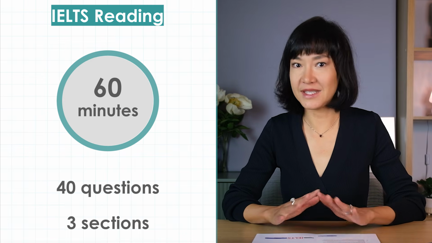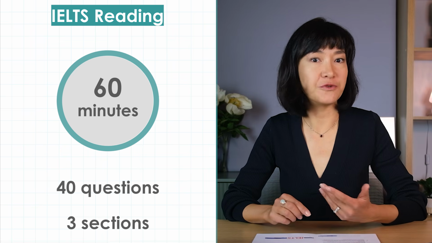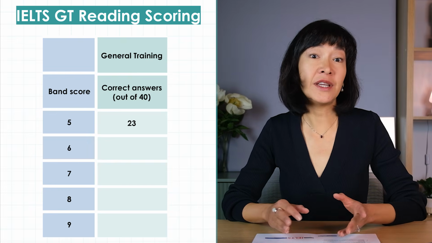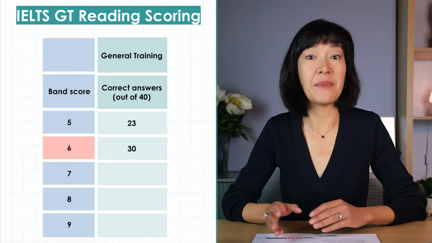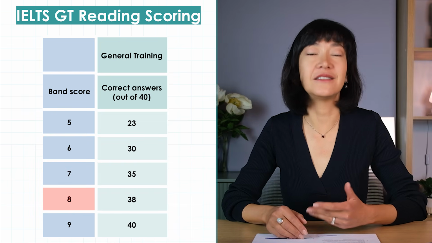Now, let me give you a quick outline of the format of IELTS reading general training, and then we get down to our first set of questions. You have 40 questions in 60 minutes, same as academic. The big difference is the kind of texts you read. They're shorter and more practical. Notices, advertisements, work emails, training materials. You need 30 correct answers for a band 6, 35 for a band 7, and 38 for a band 8.